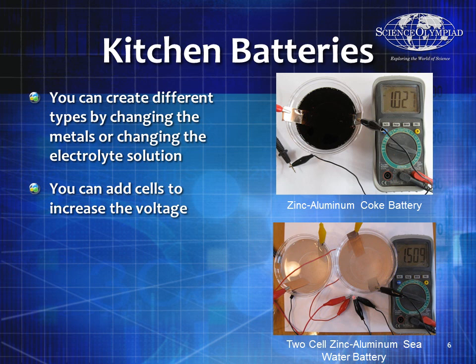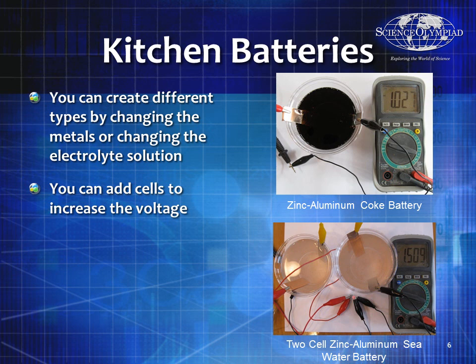Some other ones that you can use is seawater, which again has excess ions available in the solution. You can use lemon juice. You can use just about anything that is acidic. Basically, any time that you change the type of metals, it'll change.